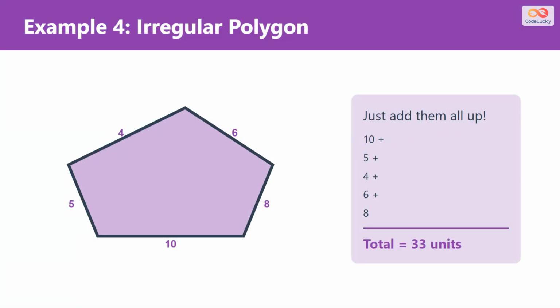What if the shape is irregular? It works exactly the same way. Just identify every side length and add them up. 10 plus 5 plus 4 plus 6 plus 8 equals 33 total units.